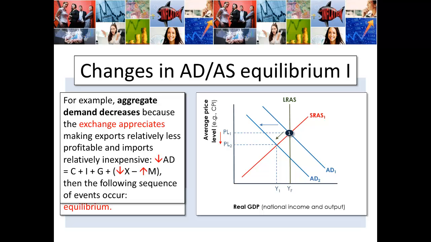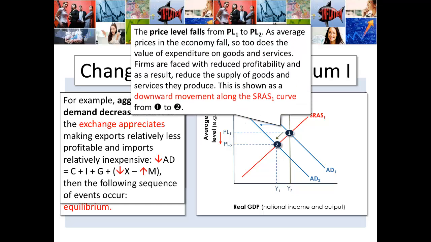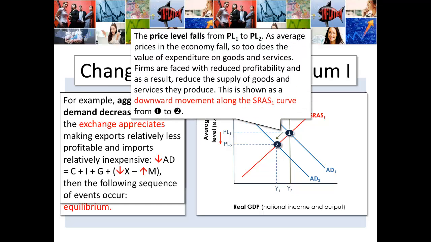With a decrease in aggregate demand, we get a new price level and a new level of national income and output. So this decreases. It used to be YF, the full employment level of output. That decreases to Y1. Price level falls from PL1 to PL2, and as average prices in the economy fall, so too does the value of expenditure on goods and services that are being produced in the economy.